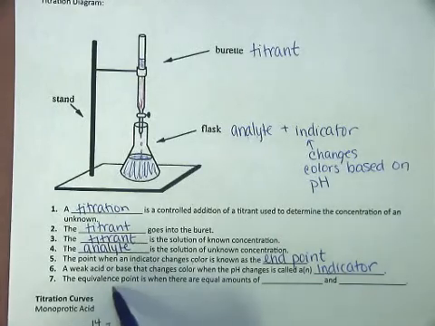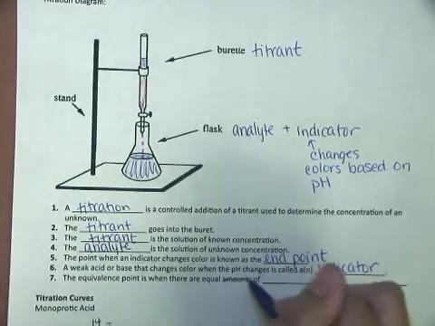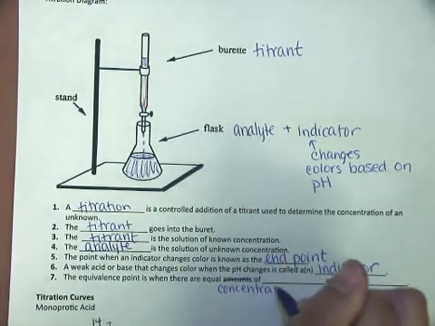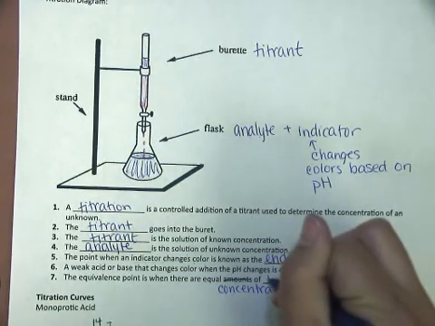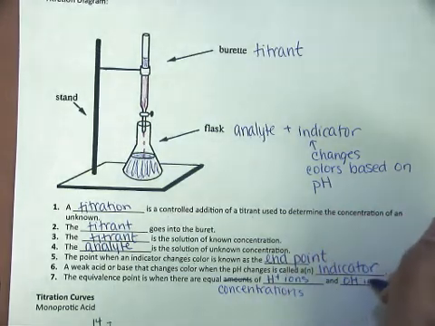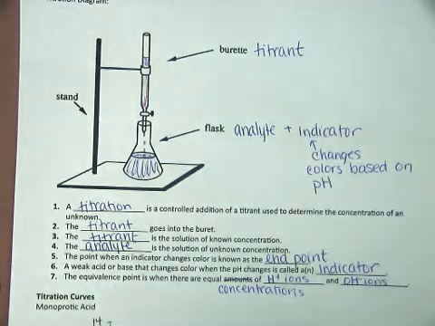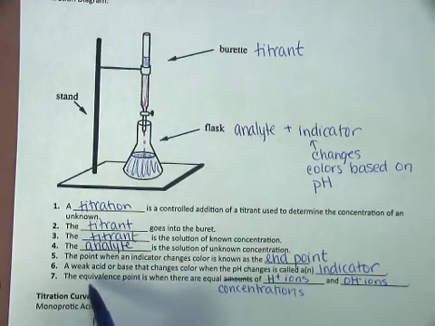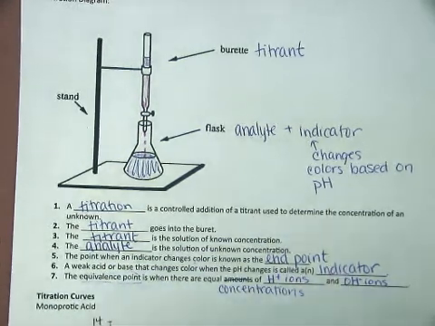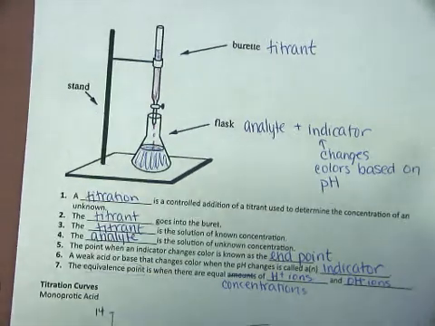Now, endpoint and equivalence point are two different things. The equivalence point is when there are equal concentrations of hydrogen ions and hydroxide ions. That is not necessarily the same as the endpoint that we are looking for, so it's good to know the difference between equivalence point and endpoint. When we get this data, we can make a graph.